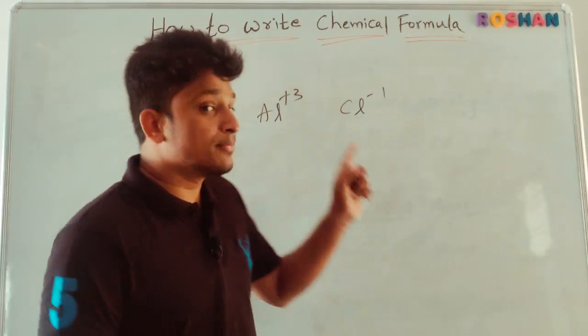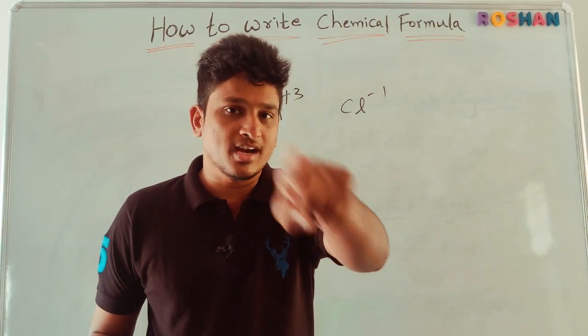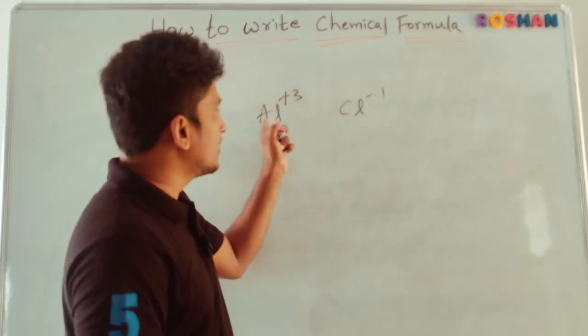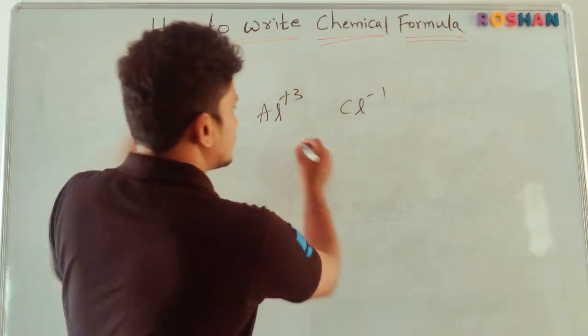Okay. So aluminium needs to combine with how many chlorides? You already got an answer. Yes or no? Aluminium combines with 3 chlorides. So what is the formula?